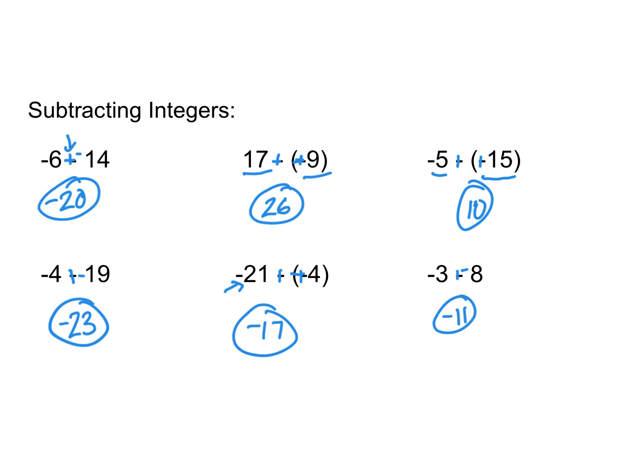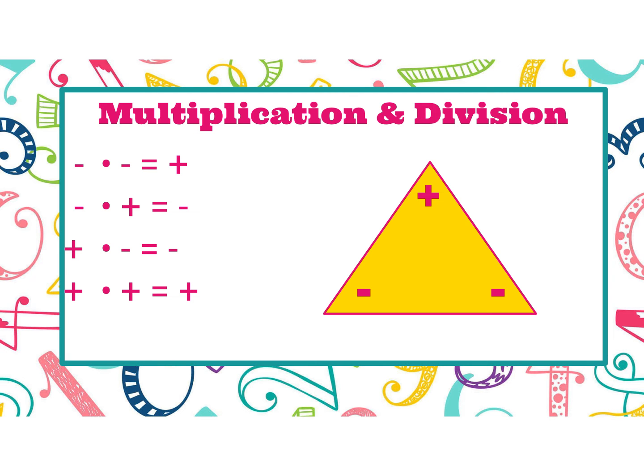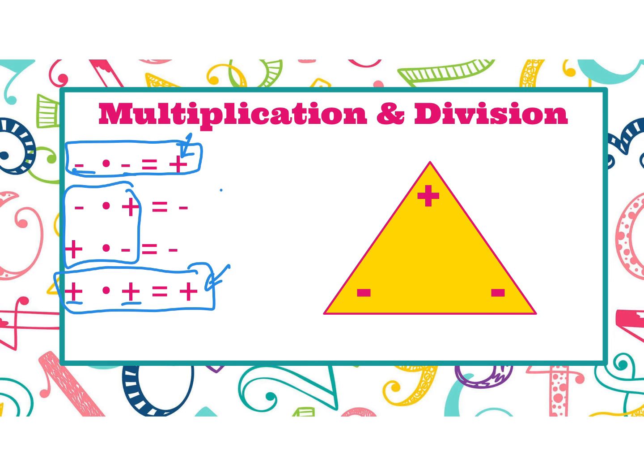Moving right along. With multiplication and division, there's several ways you can remember these rules. We talked about a lot of them in class. You'll notice that if they have both negatives or both positives, in other words, if these are the same, you're going to have a positive result. If they're different, you'll have a negative result.